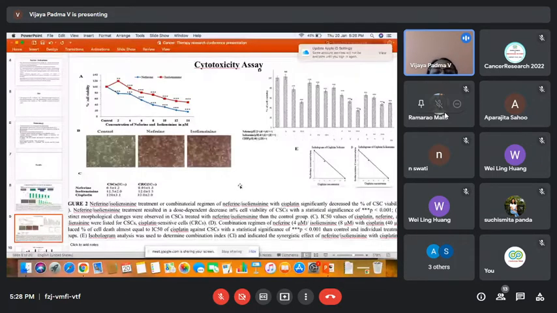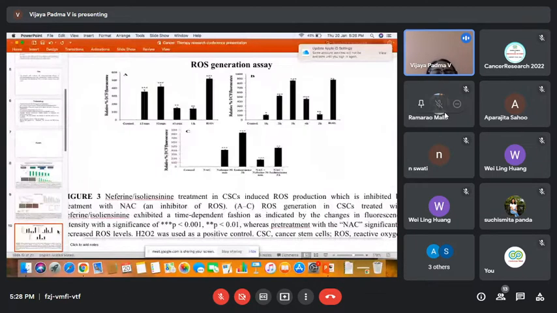Next, we have determined the ROS generation. So initially we have done the time course to find out what is the time for.